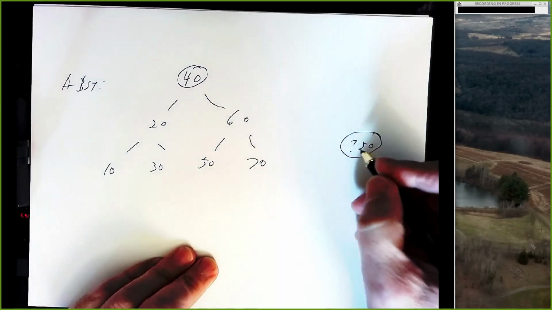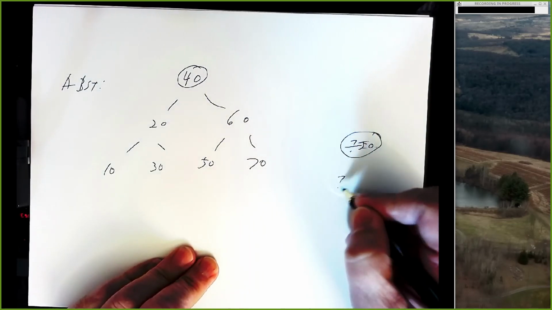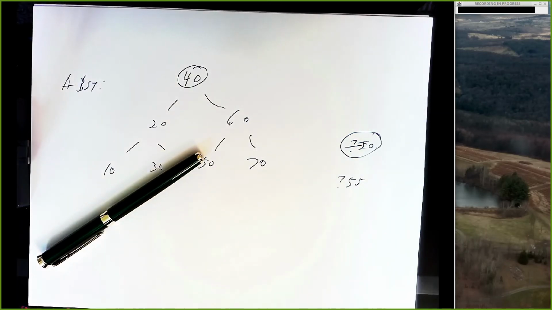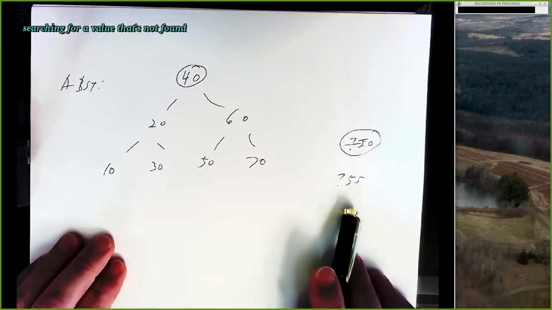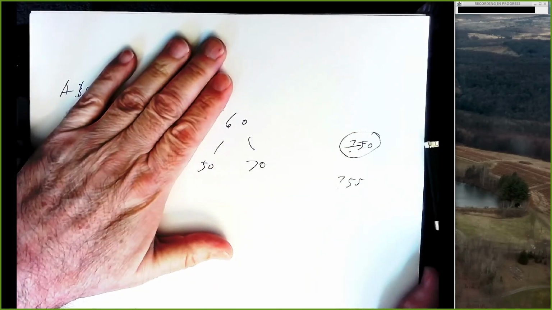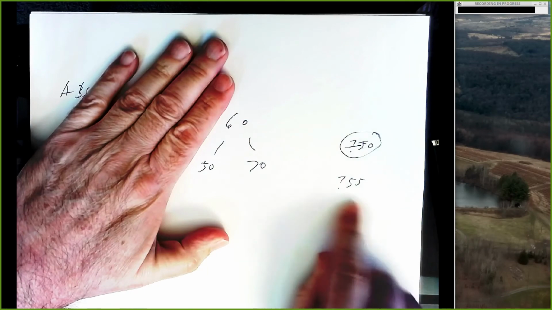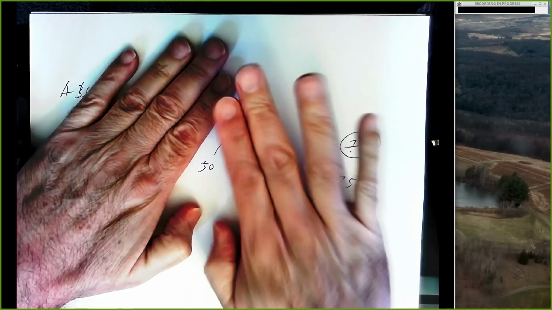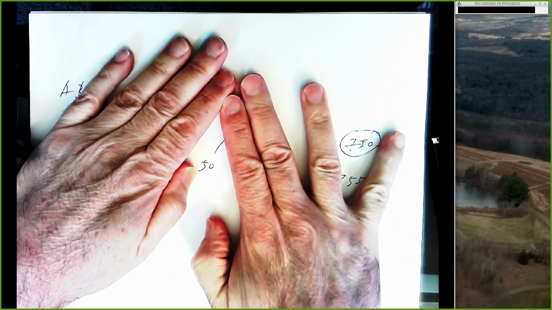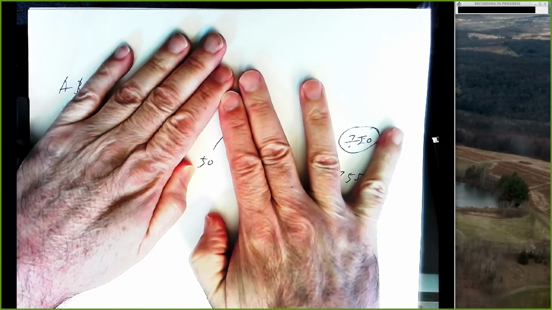So what's going to happen if I search for a value that's not in there? I'm looking for a 55. I'm going to start off here. It's bigger than 40. I'm going to throw away all of that. I'm going to search this tree for a 55. Well, 55 is smaller than 60. I'm going to throw away all of that. Now I'm going to search this tree containing a 50 for a 55.